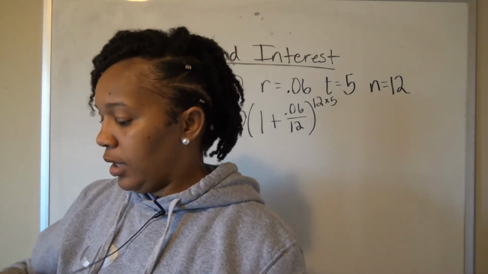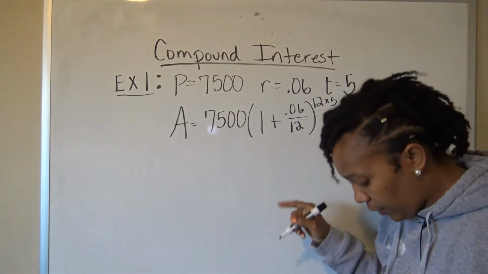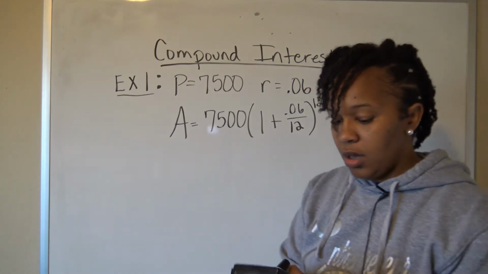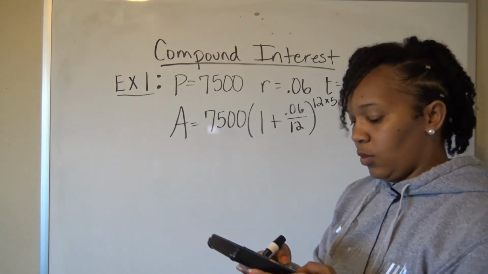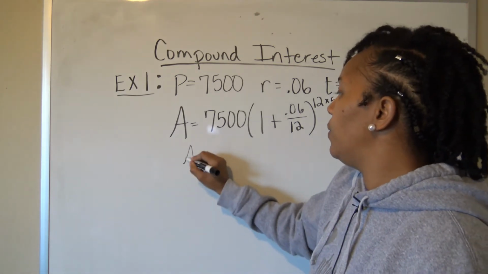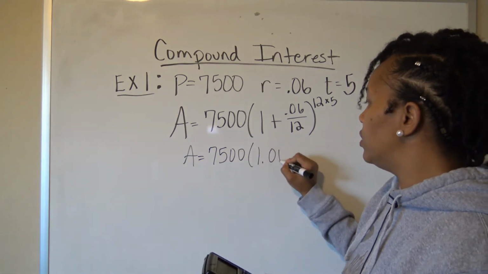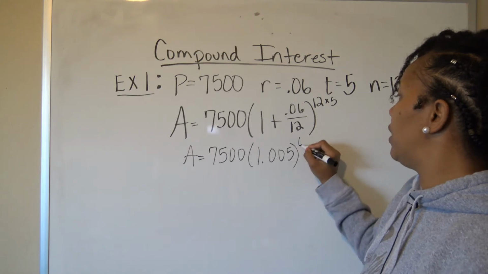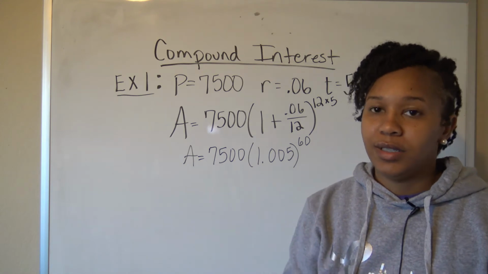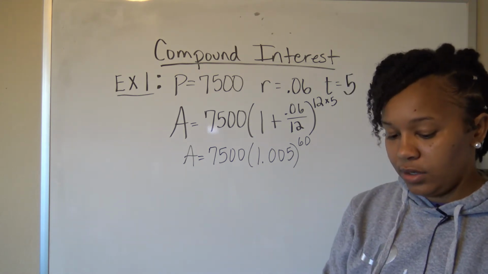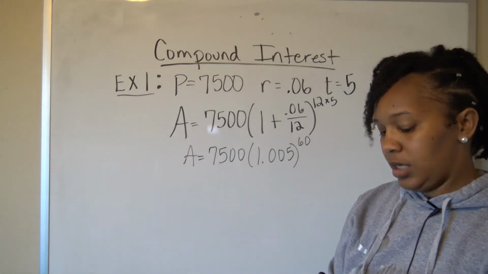When you plug it into the calculator, I would definitely recommend doing the inside of the parentheses first. So I would actually do the 0.06 divided by 12 first, and then add the 1 to that. And so if I rewrite this, this is 7,500 times, I get 1.005 inside the parentheses, and 12 times 5 is 60. So then if you rewrite it like that, you can actually plug that into the calculator just like that. So 7,500 times 1.005 raised to the 60th power.